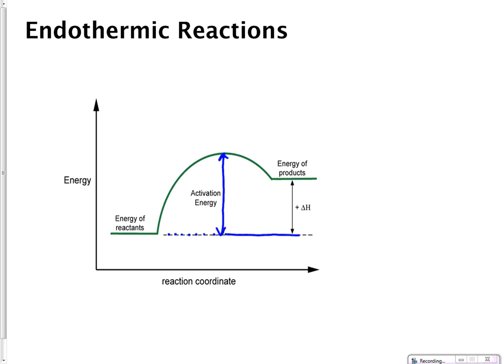But in an endothermic reaction, to get this to go up the hill, I'm going to have to give it a lot more energy. So its activation energy is higher. And once it reaches here, it'll convert to the products on its own. Okay? So that's another way of thinking of it.